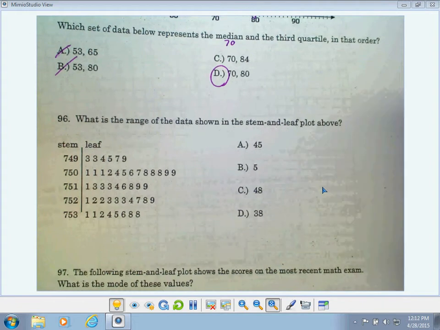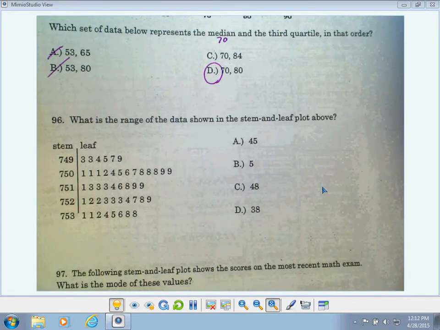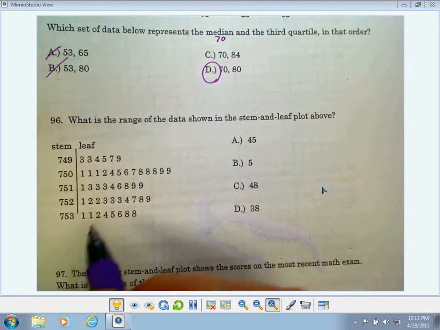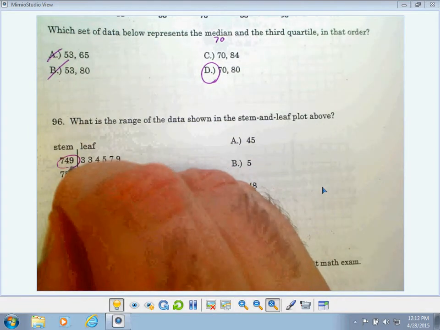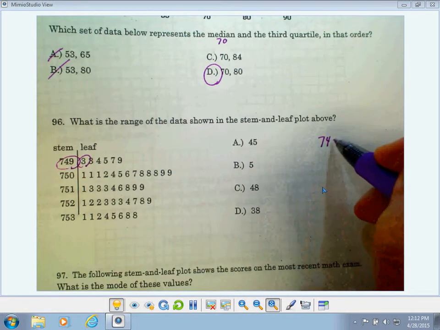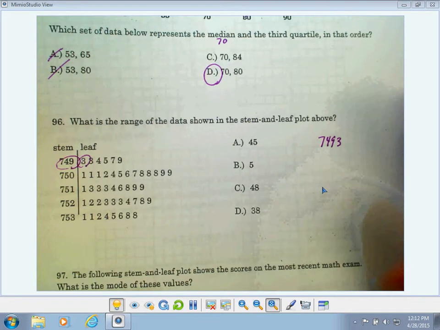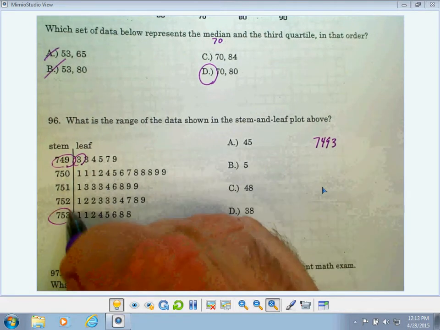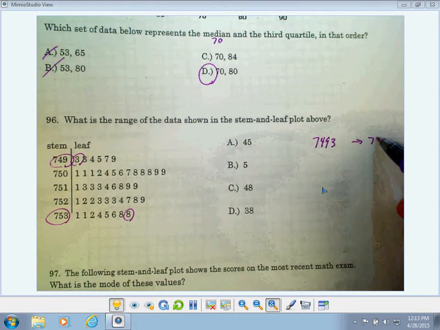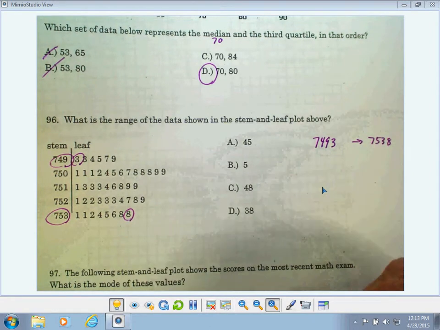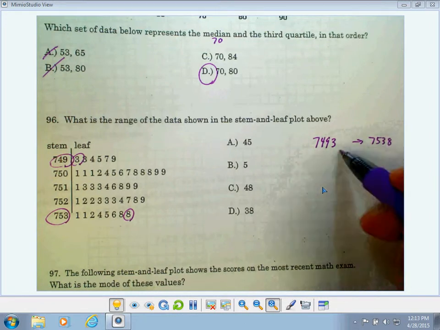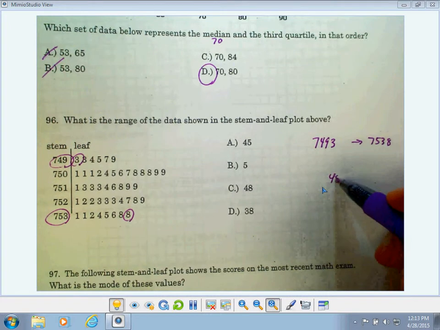This one says, what is the range of the data shown in the stem and leaf plot above? Okay, so the stem and leaf plot starts off with 749 and then the leaf part is 3, so that number is really 7,493. And then the highest number it gets is 753 with an 8, so it goes up to 7,538. If you want the range of those numbers, you would take the bigger one minus the smaller one, and you should get 45.